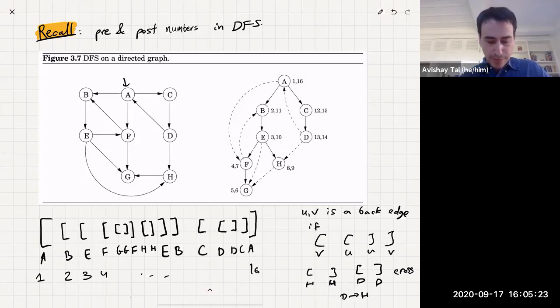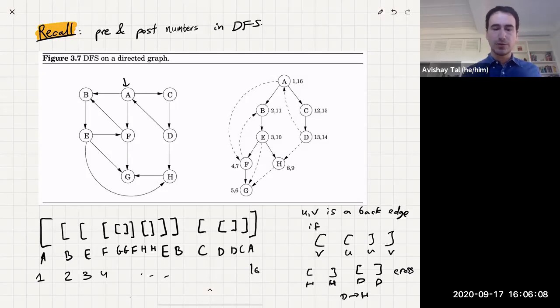Okay, and we talked about how you can use the post numbers if the graph is a DAG. If the graph is a DAG, this happens if and only if there are no back edges. If there's a back edge, it indicates that there's a cycle, and if there's a cycle, we would also always find a back edge. And if there are no back edges, then if we sort the vertices according to their post numbers, this gives us a topological sort. It gives us a way to linearize the graph such that all the edges go from left to right.